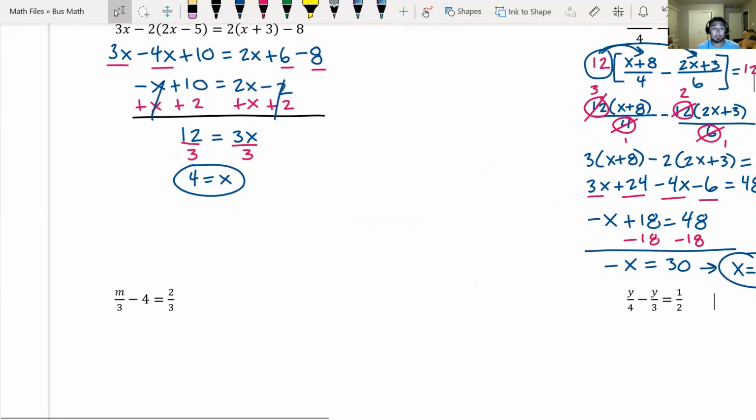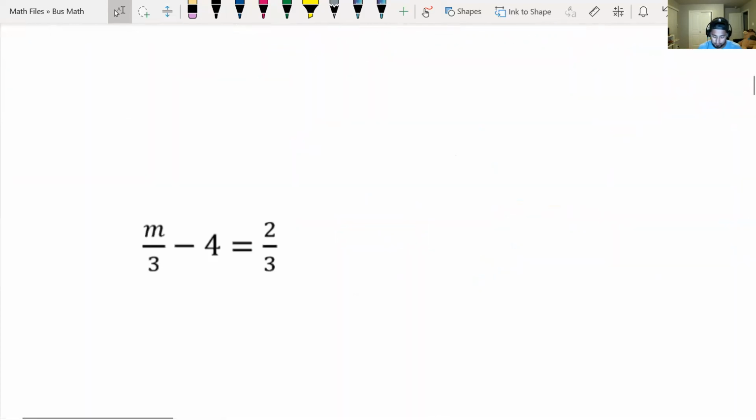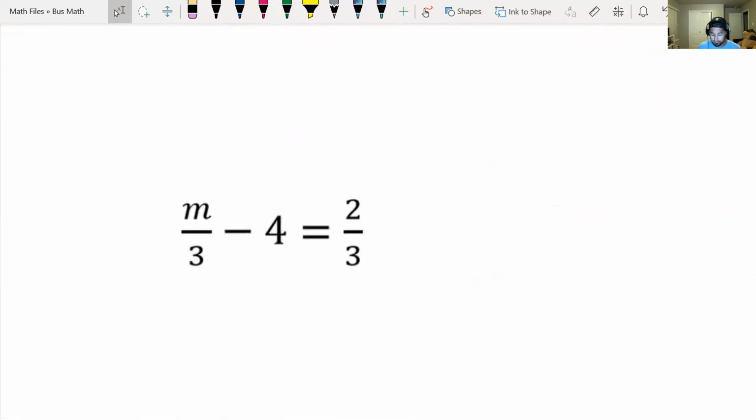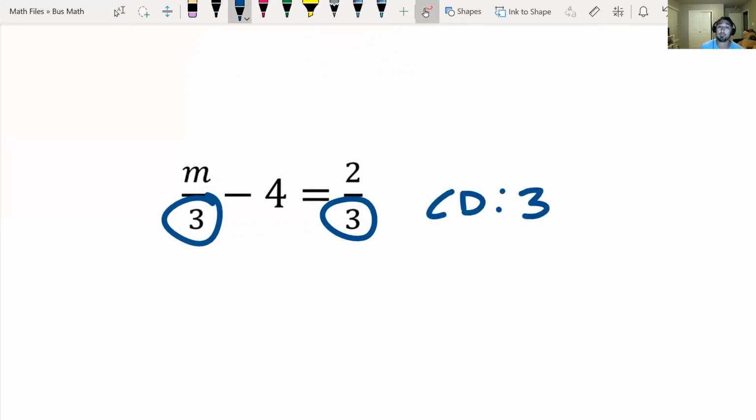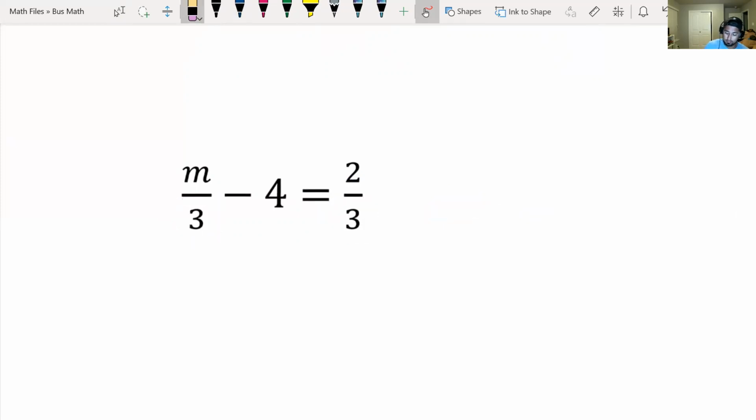Next one, more fractions. Here we have m thirds minus 4 equal to 2 thirds. Okay. So we can go with the same trick here. We can get rid of the fractions since we don't like them by multiplying by a common denominator. Well, here, this denominator is 3. This denominator is 3. Therefore, my common denominator is 3. So let's go ahead and multiply both sides by 3.